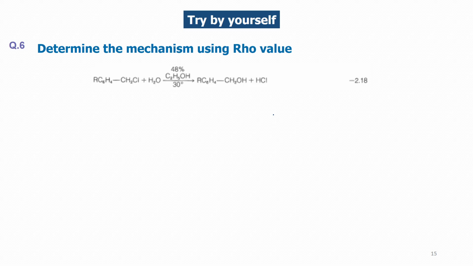This one you guys try by yourself. I will solve this in the next class. Similarly, I have given the rho value here. From that we have to determine what will be the mechanism of this reaction, SN1 or SN2.